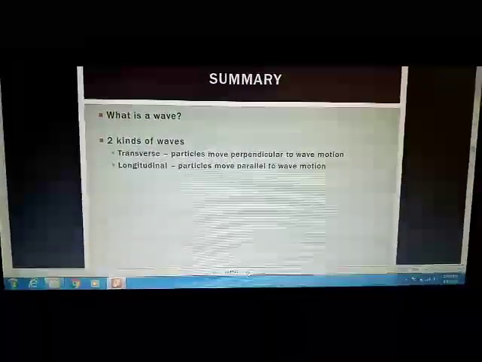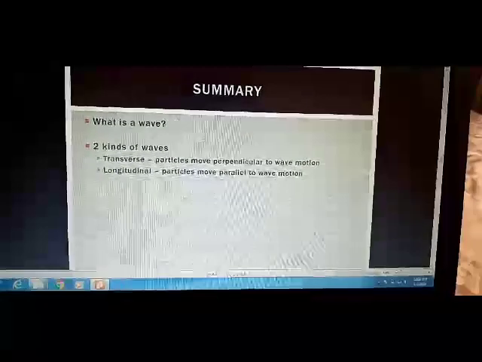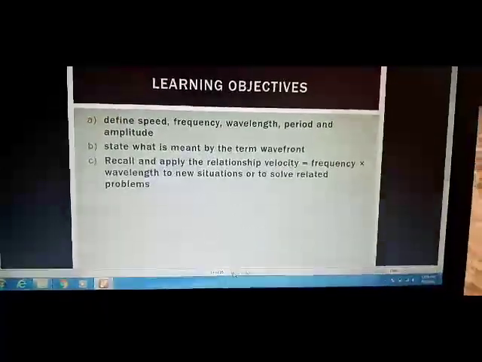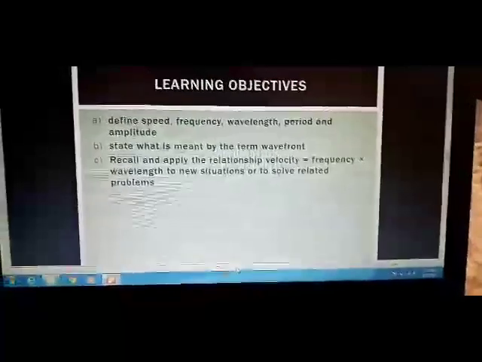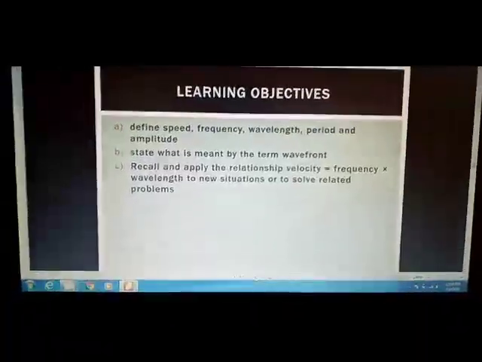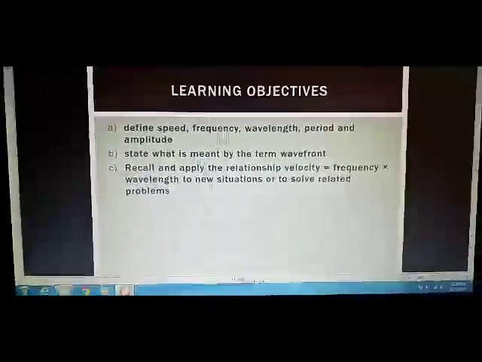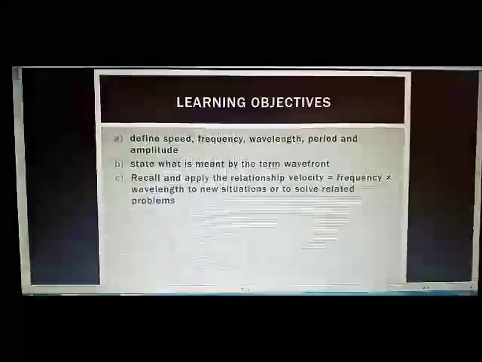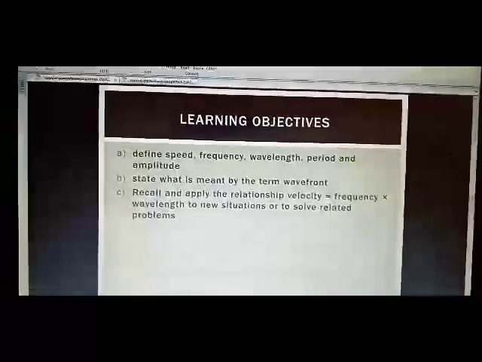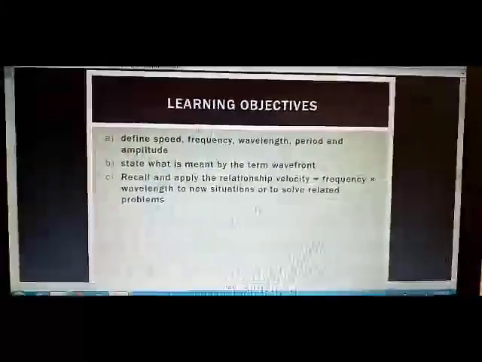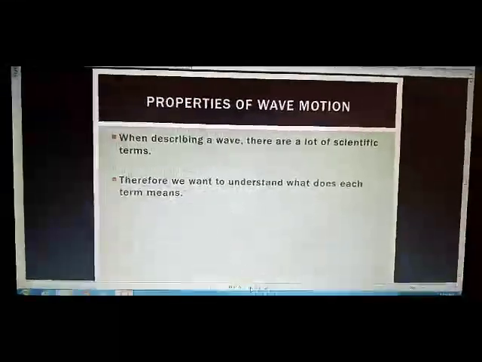Now what we have studied up to now is what a wave is, and that there are two kinds of wave, transverse and longitudinal wave. Now our second part of the lesson is that we have to define the properties of the waves, that is speed, frequency, wavelength, period and amplitude. And we have to state what is meant by the term wavelength. And we have to apply the formula v = fλ. That is very important in all situations when solving problems.